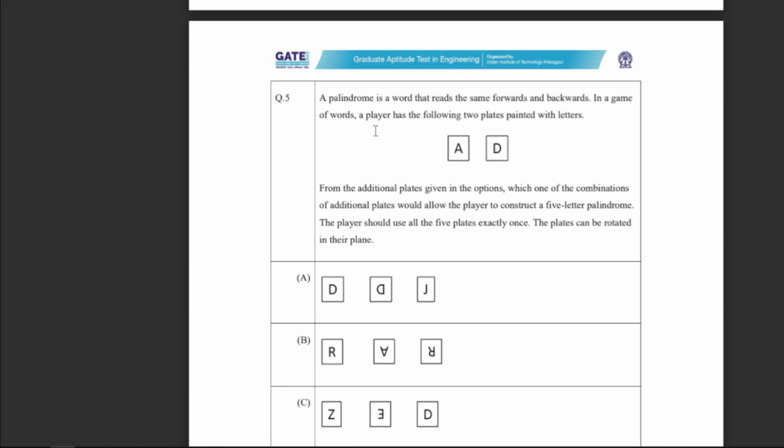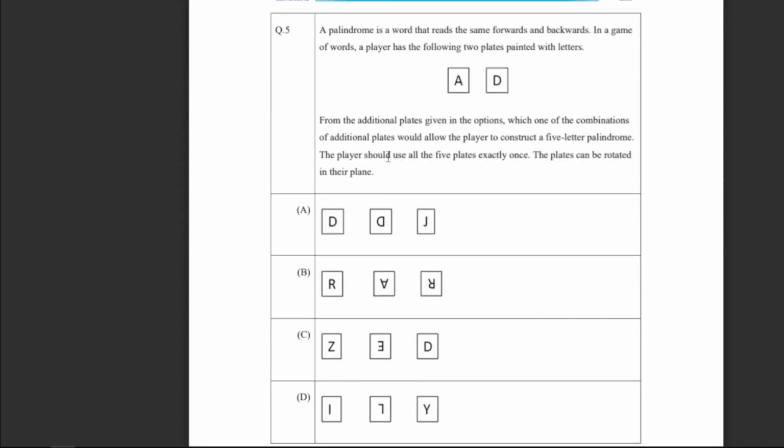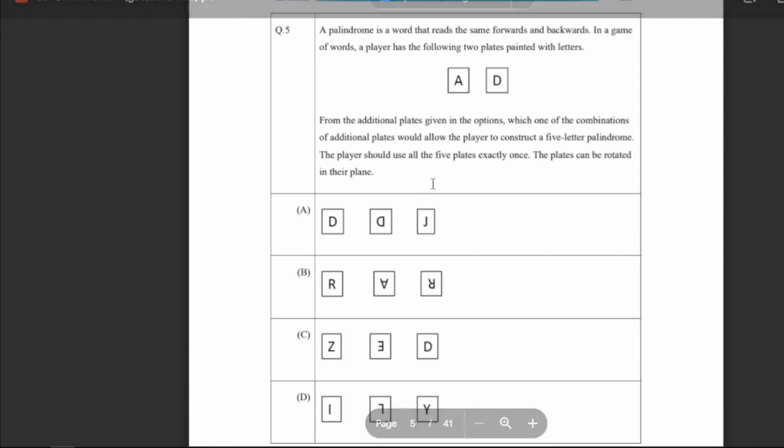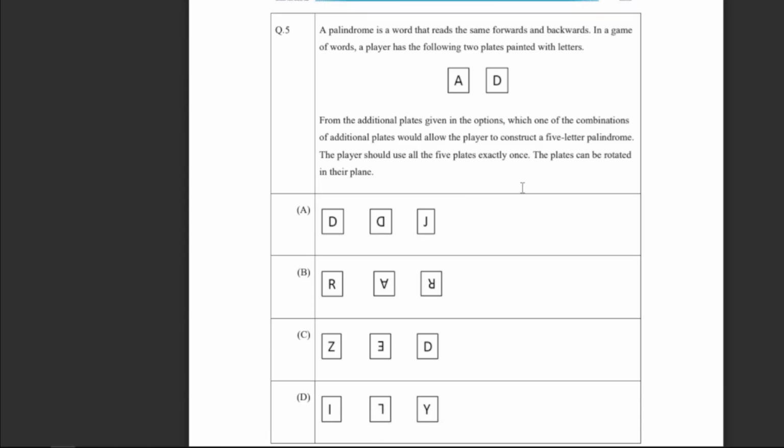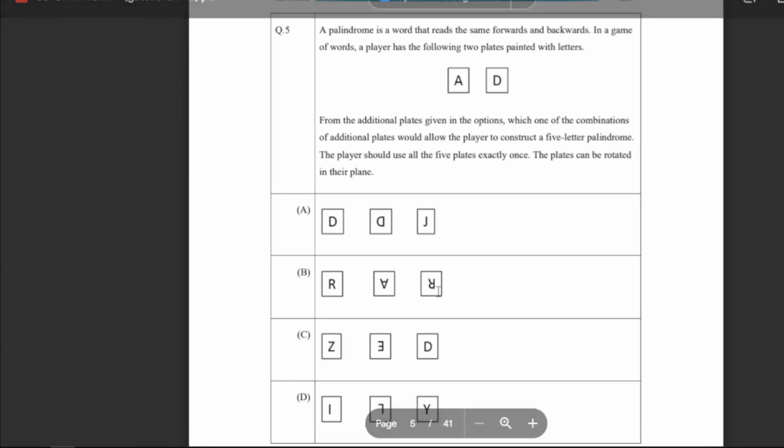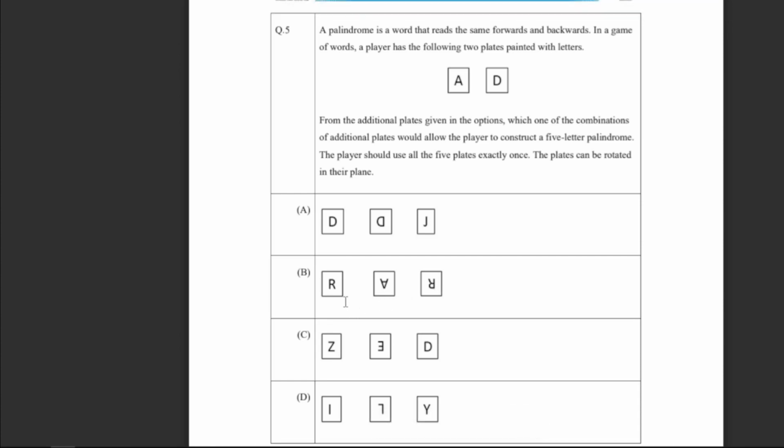Now the next question is the fifth one. A palindrome is a word that reads the same forward and backward. In a game of words, a player has the following two plates painted with letters A and D, right? From the additional plates given in the options, which combination would allow the player to construct a 5-letter palindrome? The player should use all the 5 plates exactly once. The plates can be rotated in their plane. If we solve this question, we get the answer B, that is the RAR. This is what we will get.